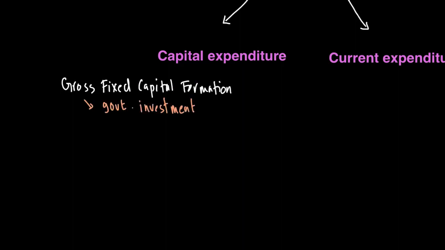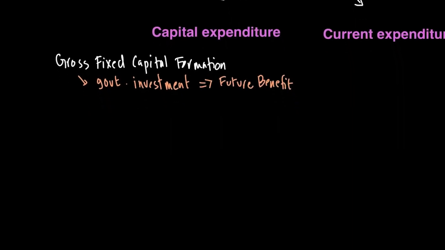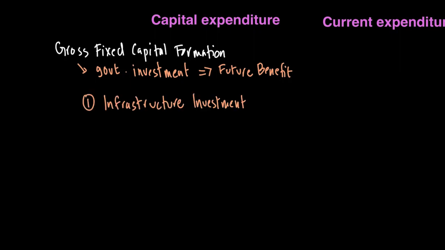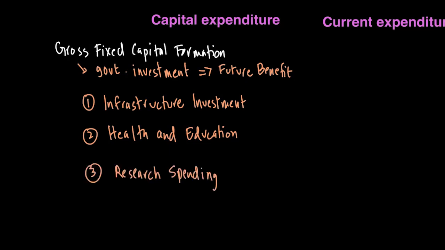This is the spending by the government on goods and services intended to create future benefits, such as infrastructure investment in transport, like road building, health and education, such as new hospitals or schools, sewage systems, or even research spending like on defense, vaccinations or space programs by the government.